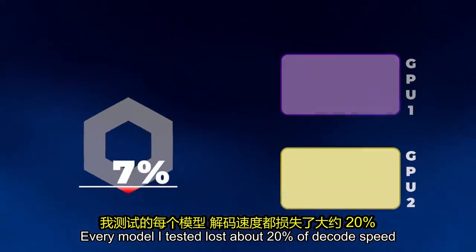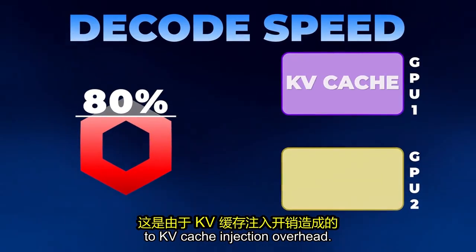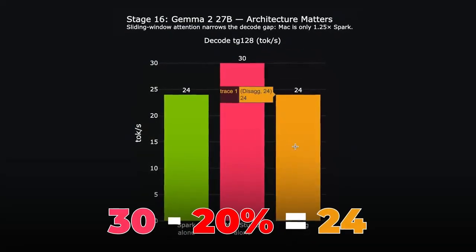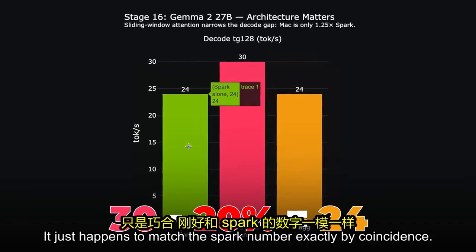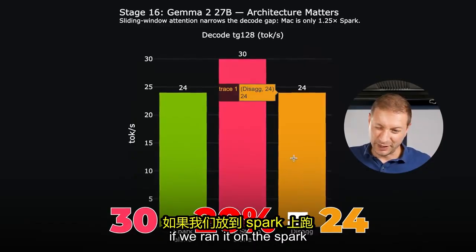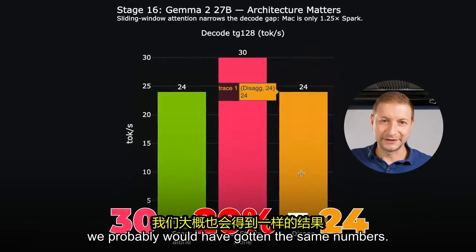Every model I tested lost about 20% of decode speed to KV cache injection overhead. So 30 minus 20% is 24. It just happens to match the Spark number exactly by coincidence. So in this particular case, if we ran it on the Spark, we probably would have gotten the same numbers.